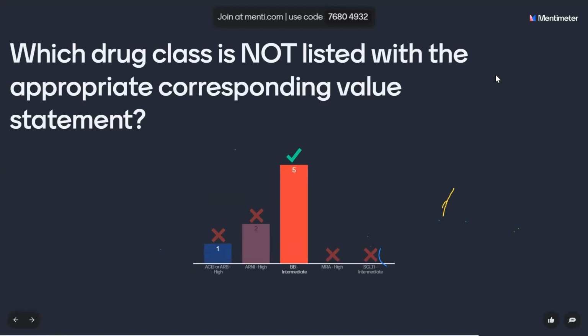And that's correct. Beta blockers are high value. I think the thing I was trying to trick you with is that people might have been surprised that ARNIs were also high value because, as we know, they can be expensive for our patients. But according to their cost effectiveness analysis, they did find that ARNIs are high value therapies.